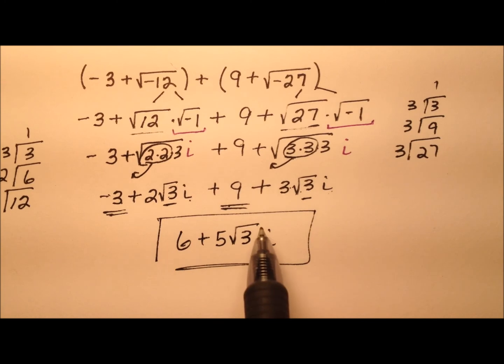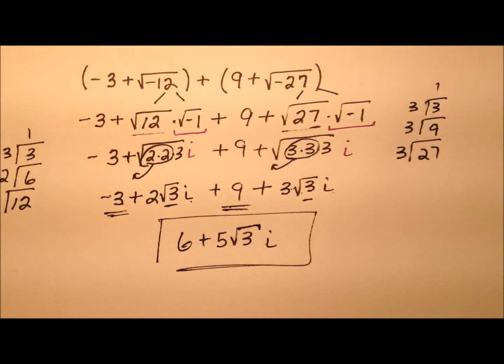And when you're writing your answer, just make sure this i is outside or far enough over that there's no confusion if the i is under the radical or not under the radical. So put a little space here and make sure your radical bar ends and then your i is on the outside. So that's the sum written in standard form, a plus bi.